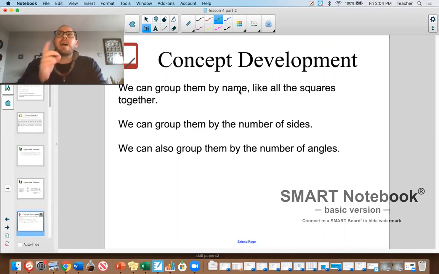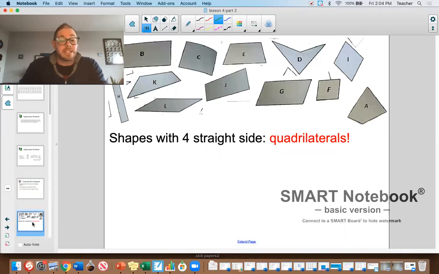But how many sides do all quadrilaterals have? 4 sides. Well done. How many angles do all quadrilaterals have? 4 angles. Well done. So we know that we've already grouped them by their number of sides and their angles. So today we're quickly going to look back and see how we could group them otherwise.